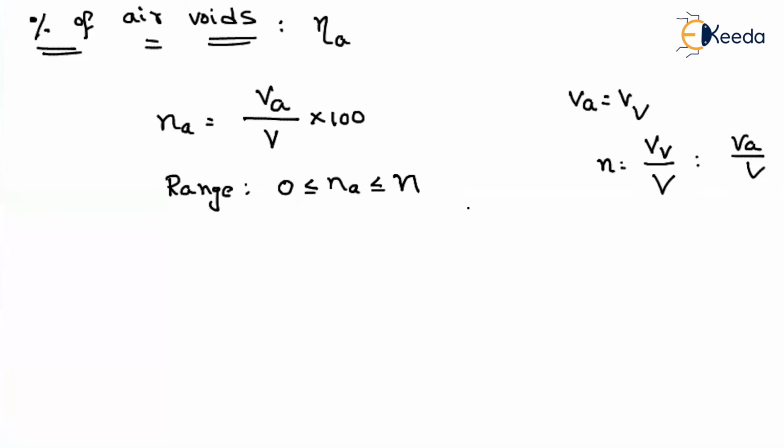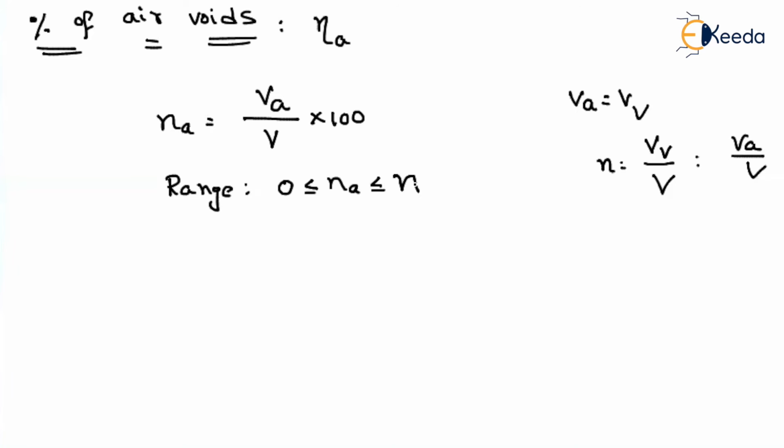Then what is the maximum possibility? The range for the percentage of air voids is 0 ≤ n. Always remember, air content is with respect to the volume of voids. Percentage of air voids is with respect to the total volume of the sample. This is about the parameters.